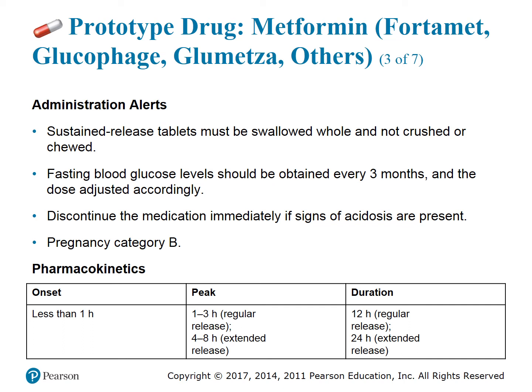Here is your onset, peak, and duration. You need to know these, same reason you need to know them for your insulin, because you need to be checking sugars frequently. Make sure you know the difference between 1 to 3 hours for regular release and 4 to 8 hours for extended release. And then the duration for the regular, which is not extended release, is 12 hours, and for the extended release duration is 24 hours.